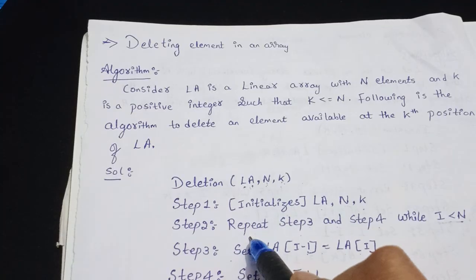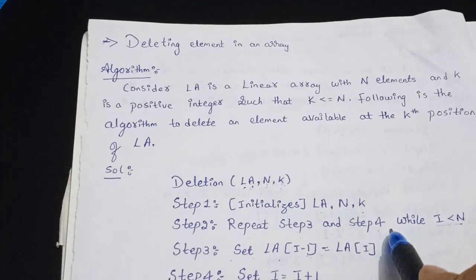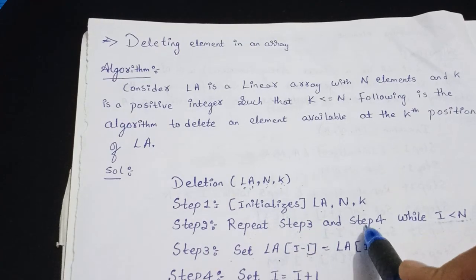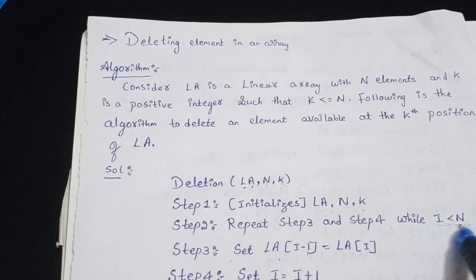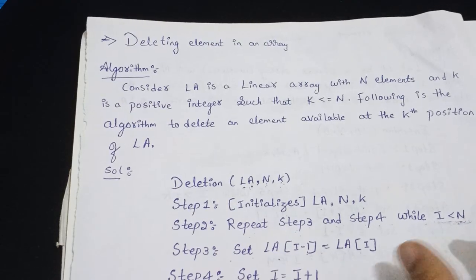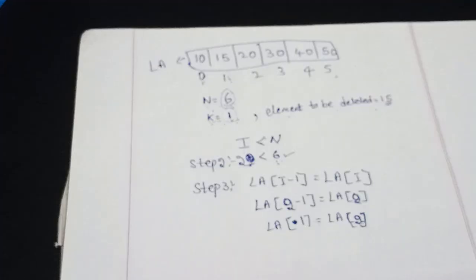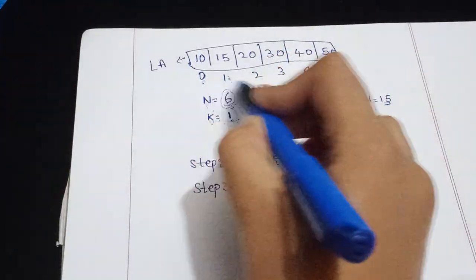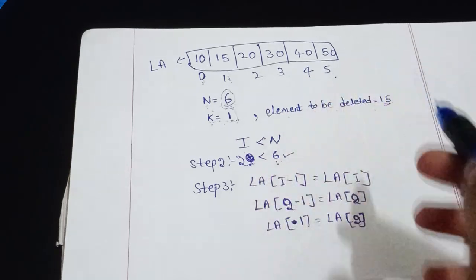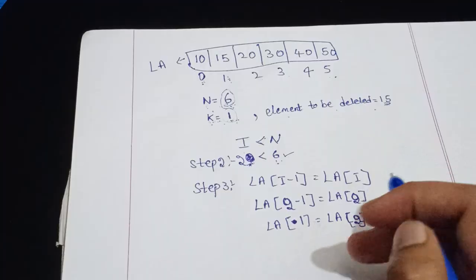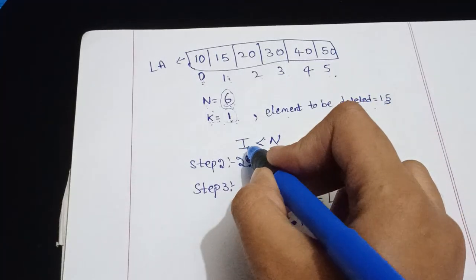Step 2, what does it say? Repeat step 3 and step 4 while I should be lesser than N. I need to repeat step 3 and step 4 if this while condition is satisfied, that is, I should be lesser than N. I is nothing but the index value. So the index values are 0, 1, 2, 3, 4 that we have now. This is the pointer that is used to point to the values in the array. So now I have I.